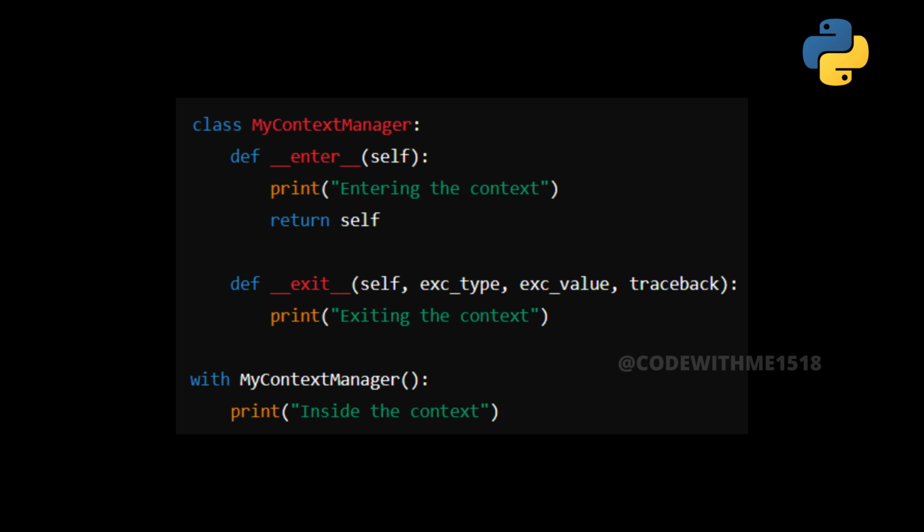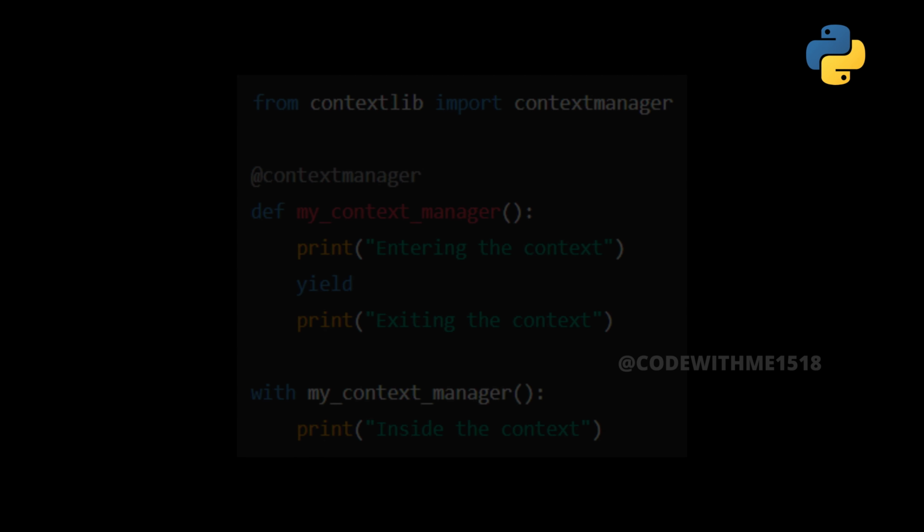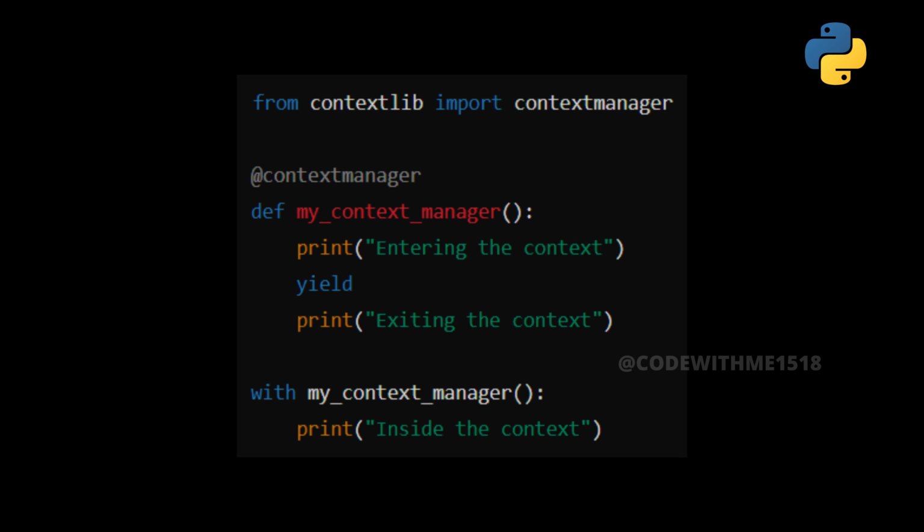In this example, the enter method is called when the execution enters the context of the with statement, and the exit method is called when the execution leaves the context. The contextmanager decorator turns a generator function into a context manager, making it easier to write and understand.